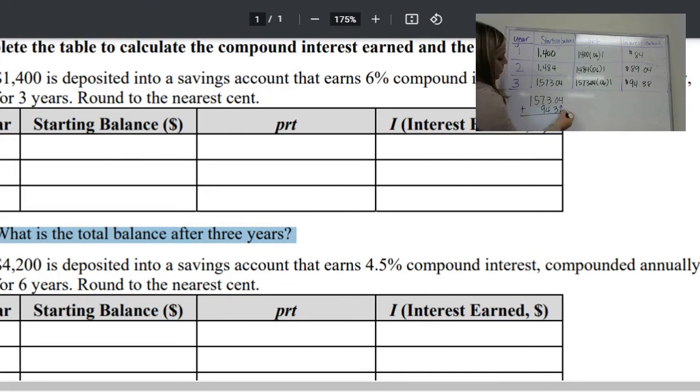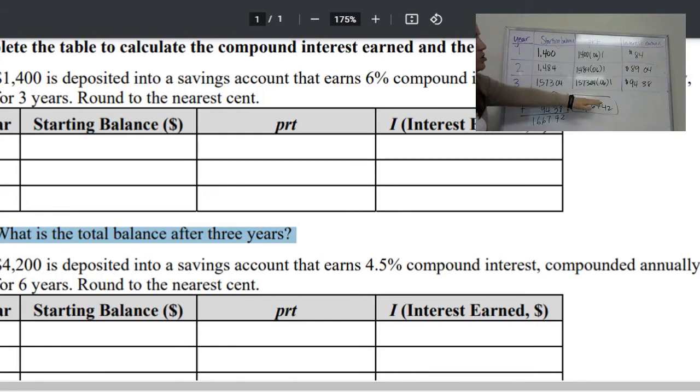$94.38. 4 plus 8 is 12. The 2 can stay. The 1 got to go. 0 plus 3 is 3 plus 1 is 4. 3 plus 4 is 7. And 7 plus 9 is 16. 6 can stay. 1 got to go. 1 and 5 is 6. And 1 plus nothing is 1. So at the end of 3 years, you have $1,667.42 in your savings account.